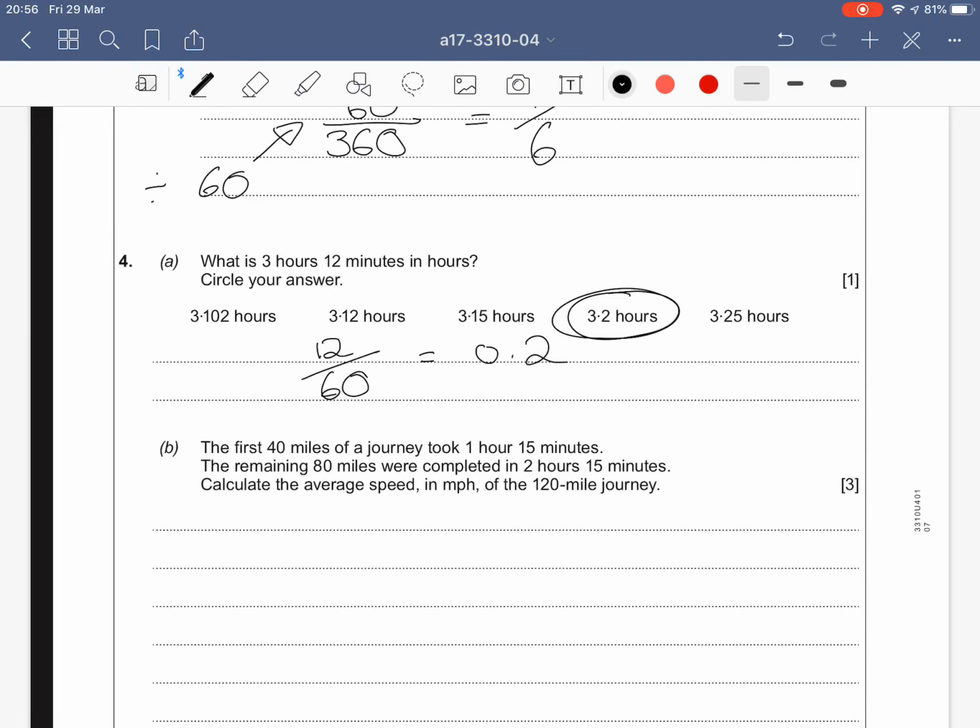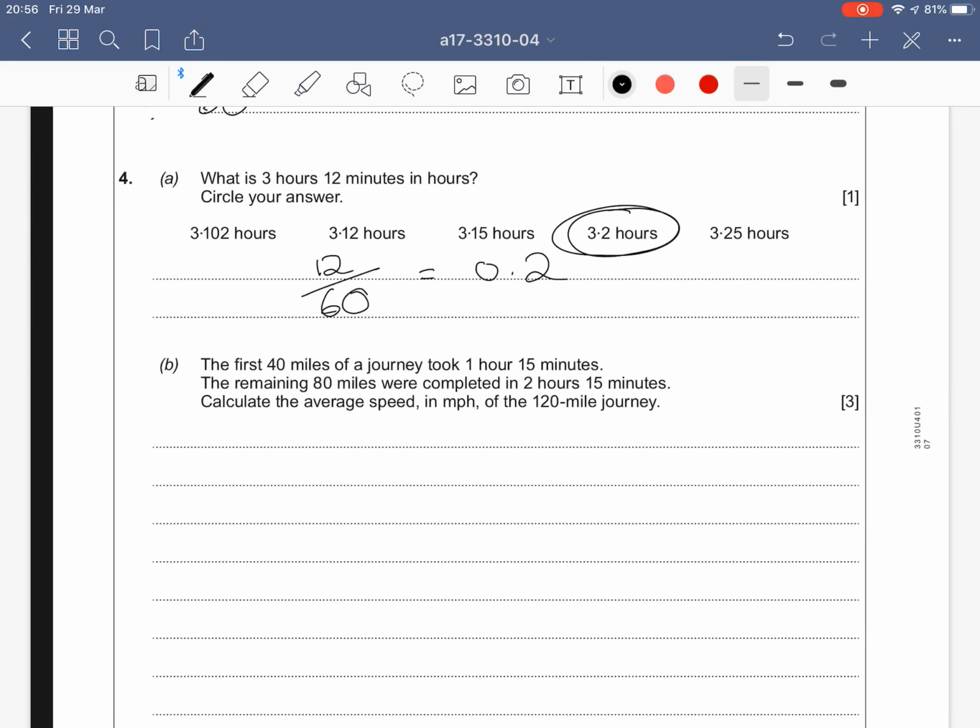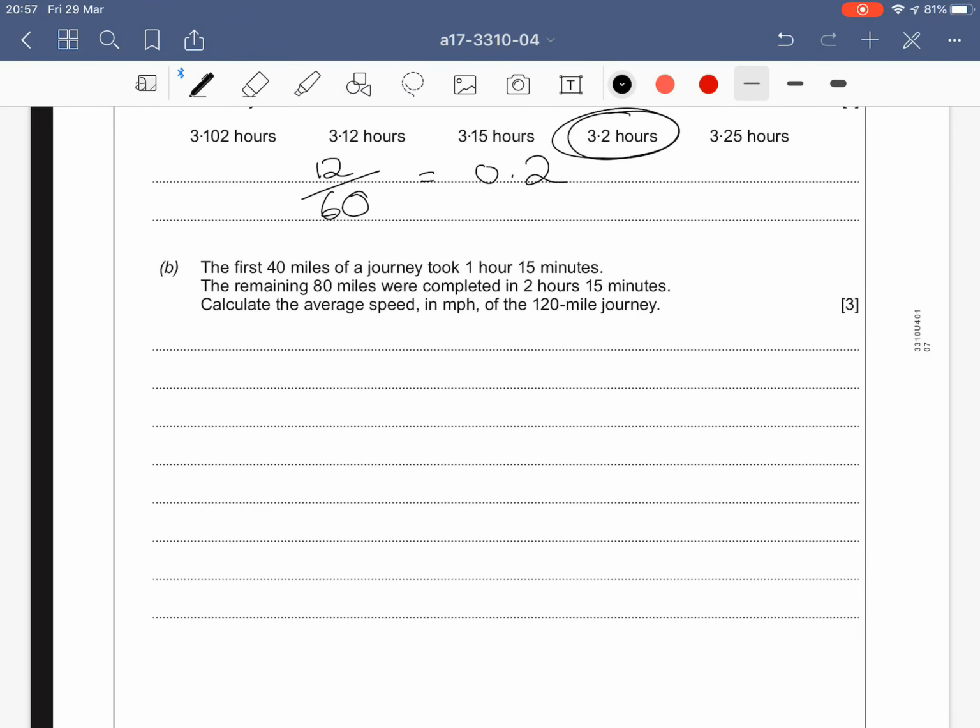The first 40 miles of a journey took 1 hour 15 minutes. The remaining 80 miles were completed in 2 hours 15 minutes. Calculate the average speed in miles per hour of the 120 mile journey. Right, so we've got a speed, distance, time question. We should know our triangle: speed is distance over time. So we are working out speed.